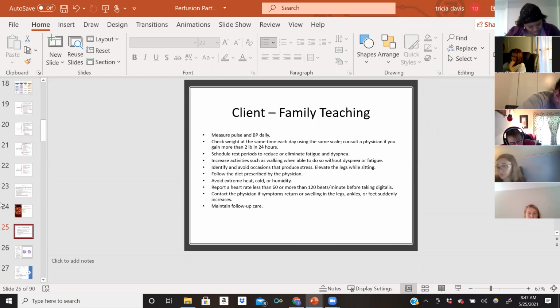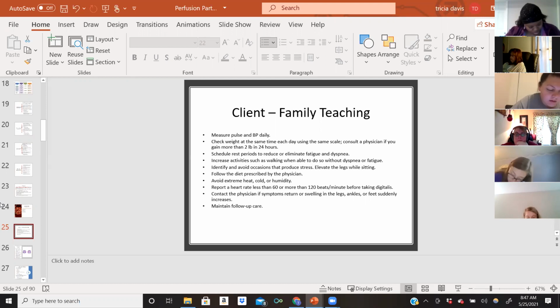Schedule rest periods throughout the day to reduce or eliminate fatigue and dyspnea. We want them to increase activities such as walking when they're able to do so without being short of breath and without getting tired. If they're still walking around their house to the bathroom and the kitchen and they're severely dyspneic or they feel exhausted, we don't want them taking a 2-mile walk around the block. So we need to make sure that they do these activities. We want them to walk, but when they're feeling better.